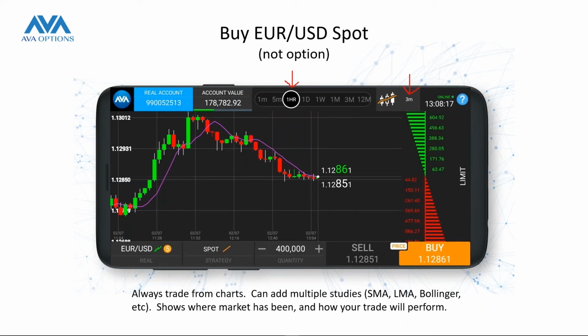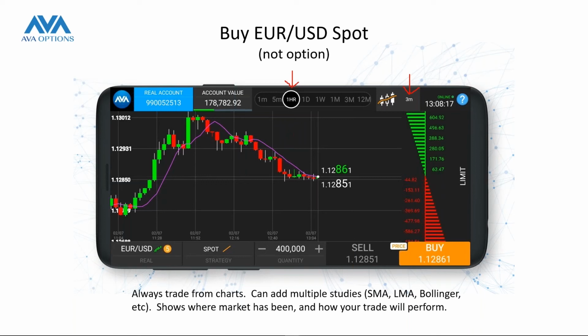In purple, I've added a moving average. On the right side, we have the profit and loss diagram, and this is really what sets our platform apart, aside from being shown in landscape mode. We're showing you how much money you're going to make if the market goes higher if you execute this trade, and how much you stand to lose if the market goes lower. And all of this is interactive.